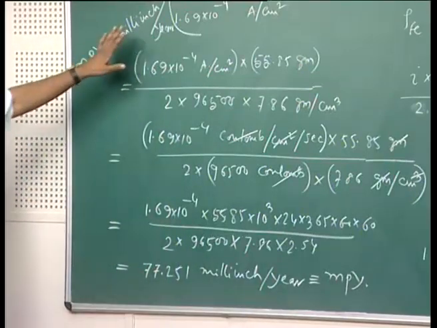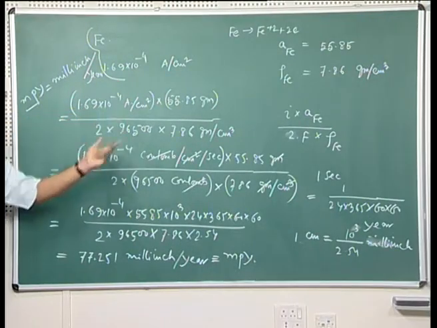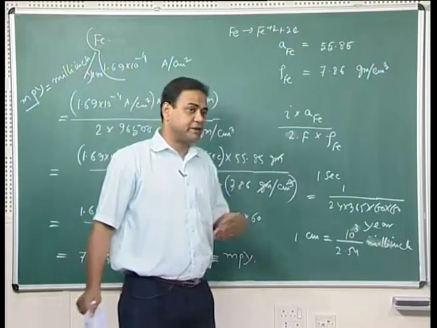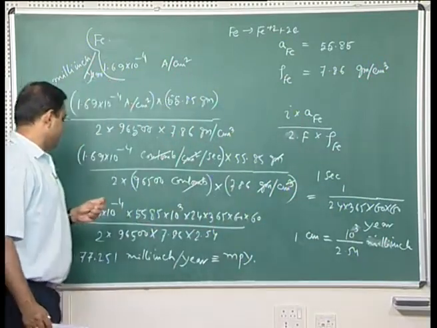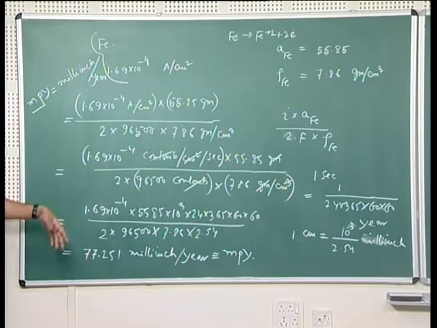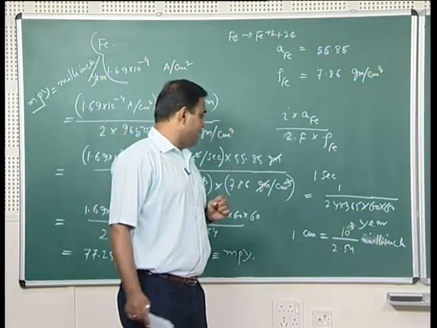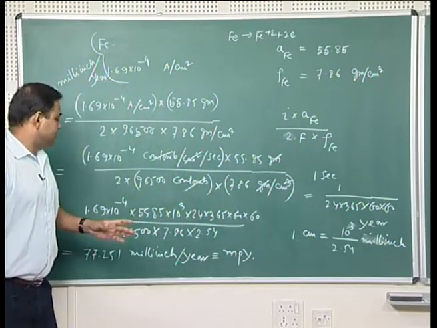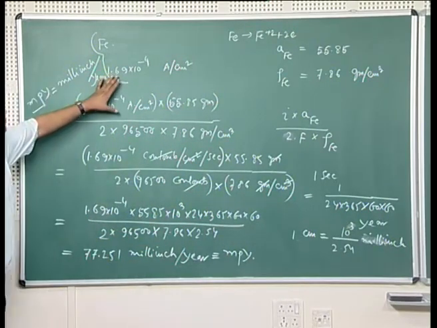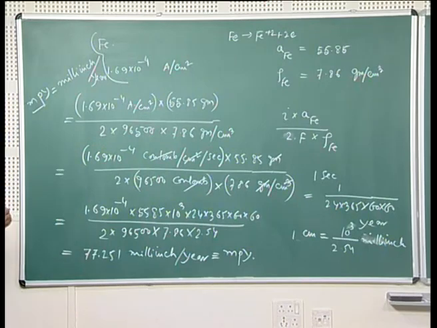So, if you know the current density, which is nothing but the rate at which corrosion is happening, then you can convert it into MPY unit and also MDD unit according to your choice. So, this is basically from the current density to MPY.